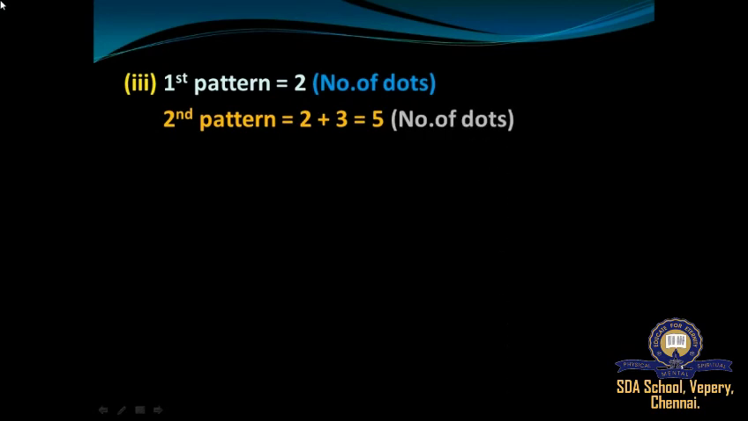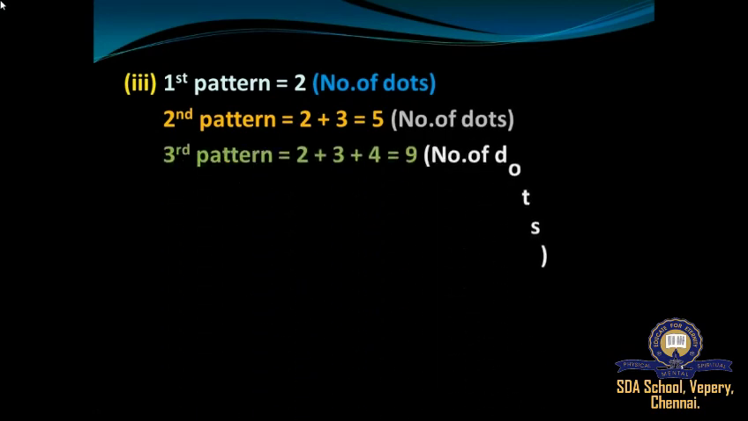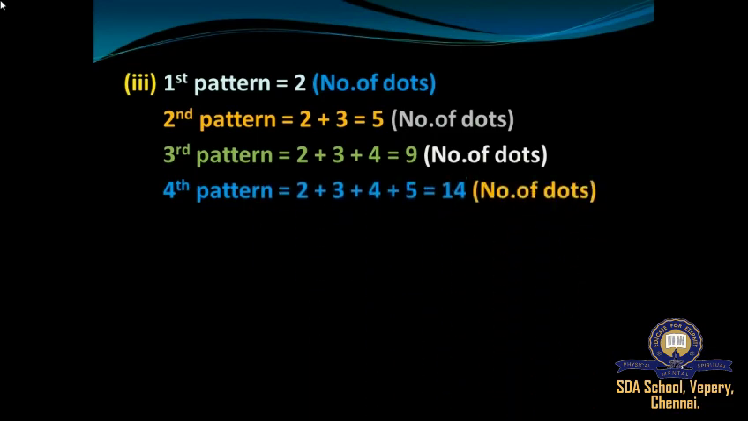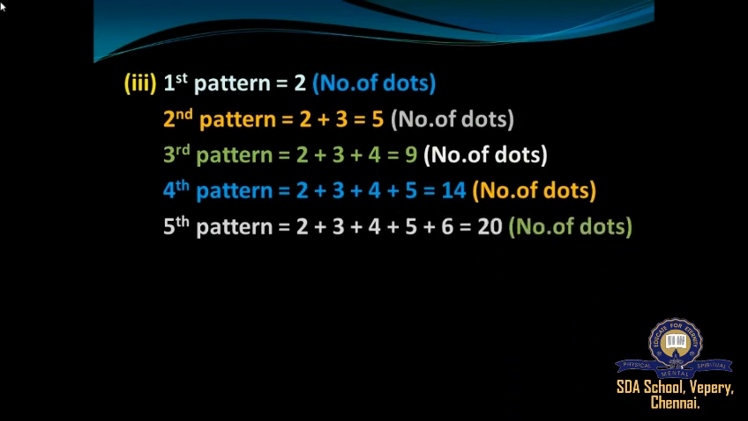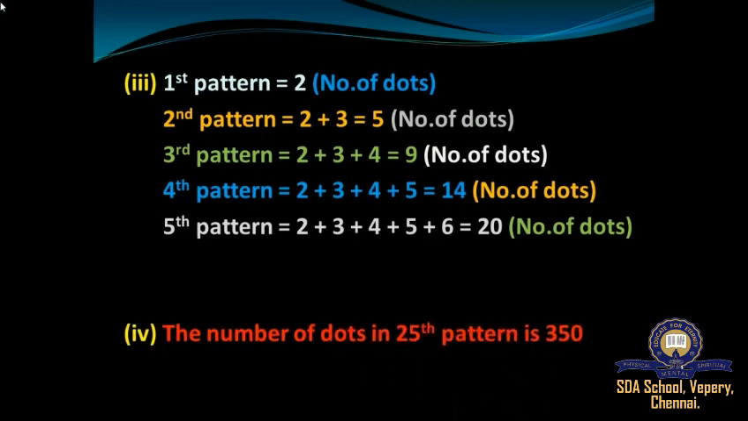Okay, now we'll move on to the third one. Okay, so the third one is, you are supposed to explain the pattern. So the first pattern has 2 dots, the second pattern has 2 plus 3, 5 dots, the third pattern has 5 plus 4, that is 9, that is 2 plus 3 plus 4 is 9 dots. The fourth pattern has 2 plus 3 plus 4 plus 5, that is 14 dots. The fifth pattern has 2 plus 3 plus 4 plus 5 plus 6, that is 20 dots. Okay, so this is the explanation of the pattern.